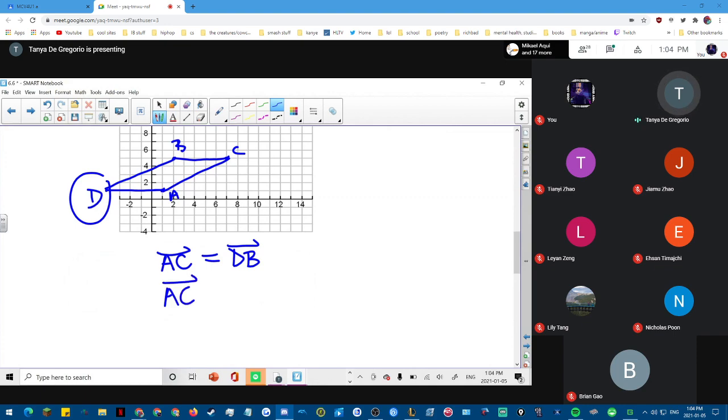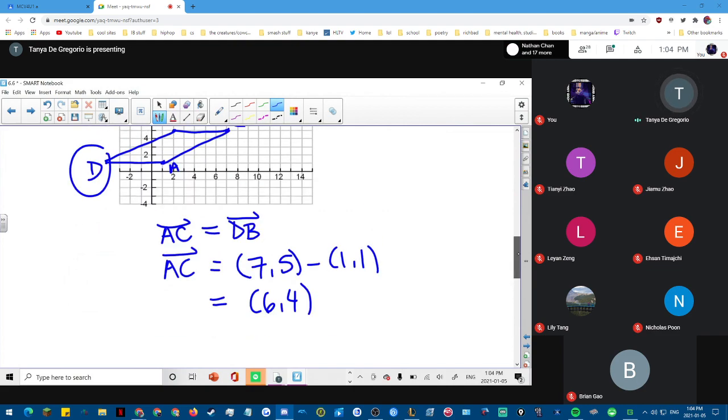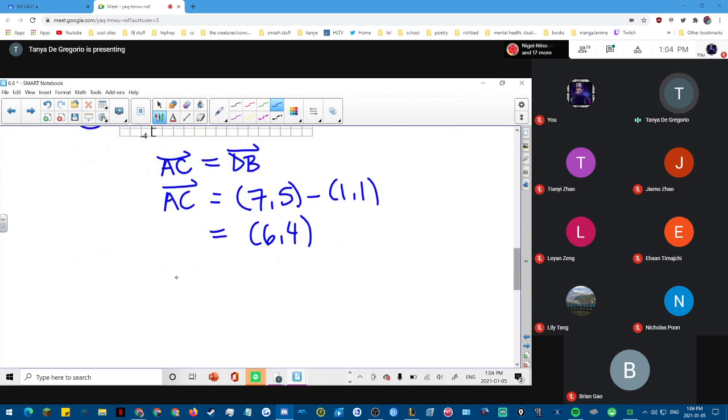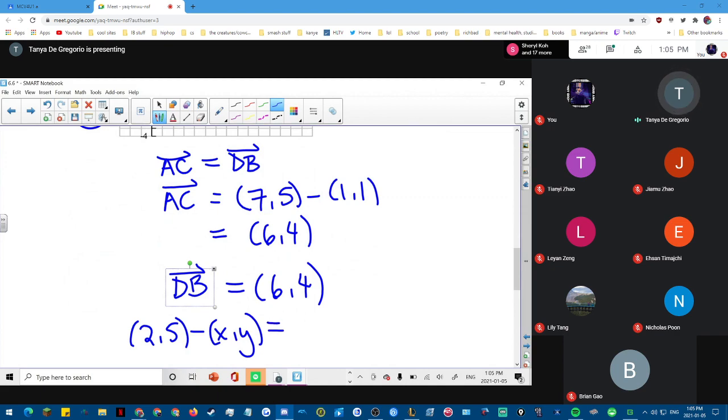I know that vector AC is equal to the components of C minus the components of A. So I found now the components for AC. Well, I need DB to have the same components. It has to be the same. And I don't know D, it's X comma Y, but I know B. I know that B is equal to 2 comma 5. And so I use subtraction now. I'm doing B minus D in order to find 6 comma 4.